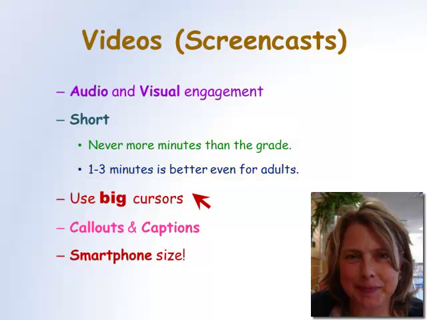After that, I'm bored. I like big cursors so that I can see where I'm being directed. I like callouts. Those are the bubbles with text. And I like captions. And recently I've started making my videos so that they can be watched on a smartphone. I think that that's going to be the future.